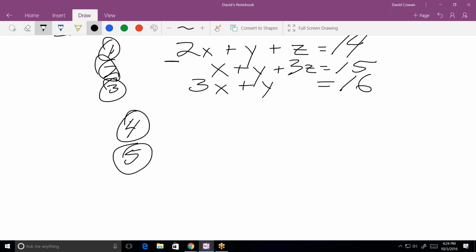So it'll be x, and then there wouldn't be y, right? Right. The y gets eliminated. And then x minus 2z equals negative 1.